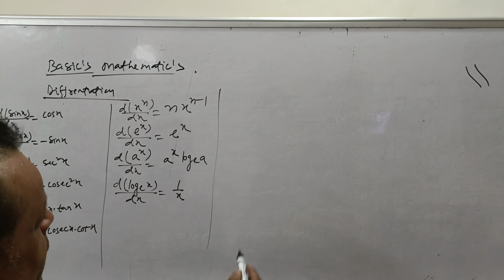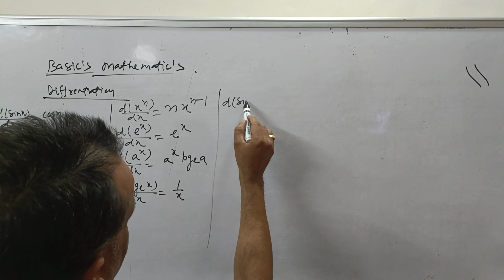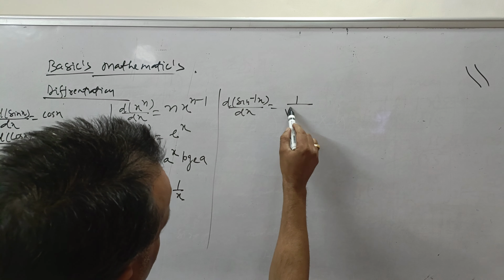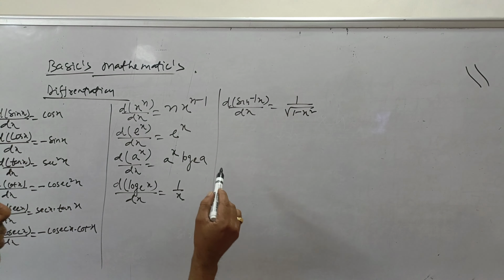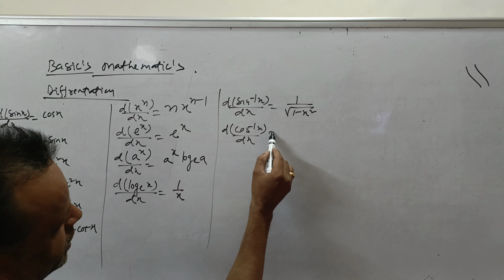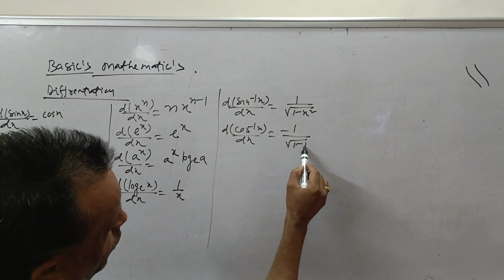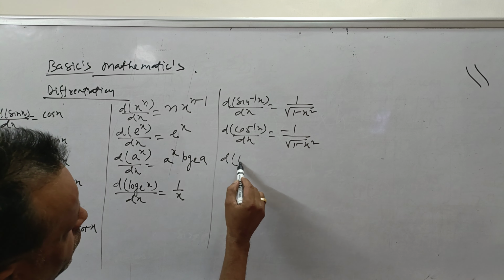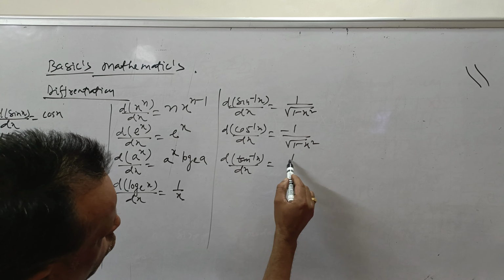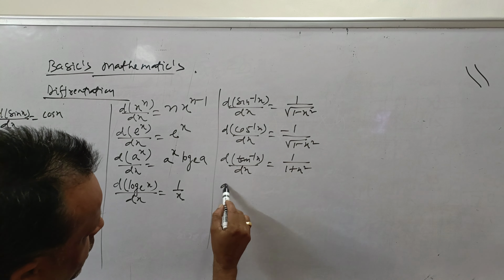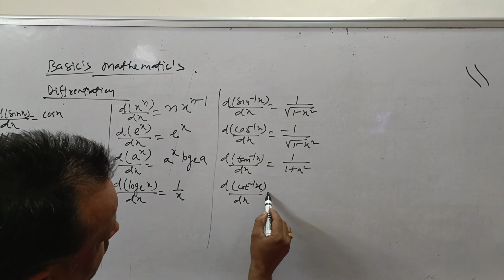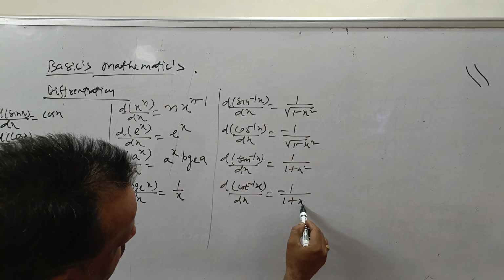Then we have derivatives of inverse functions. Derivative of sin inverse x is equivalent to 1 upon root over 1 minus x square. Then we have derivative of cos inverse x, it is basically minus 1 upon root over 1 minus x square. Derivative of tan inverse x is 1 upon 1 plus x square. Derivative of cot inverse x is minus 1 upon 1 plus x square.